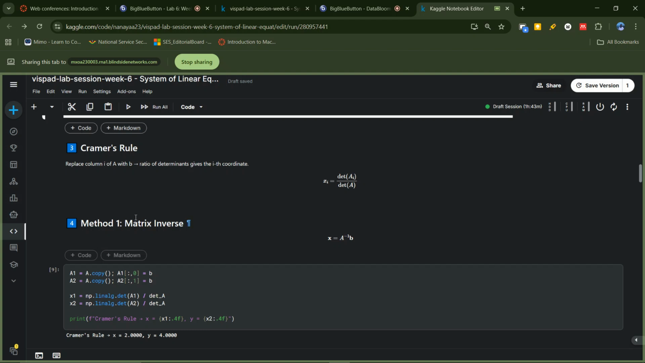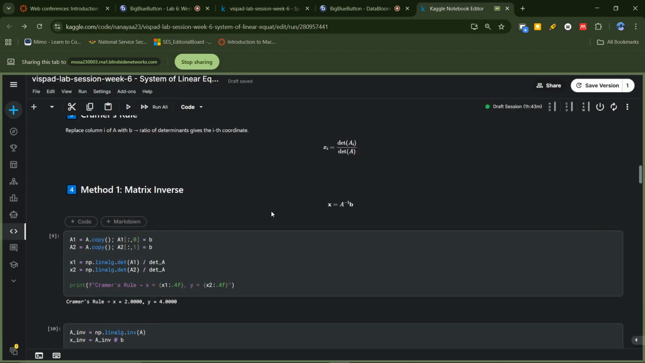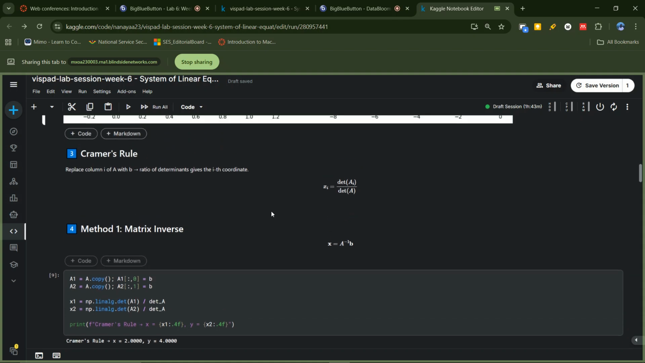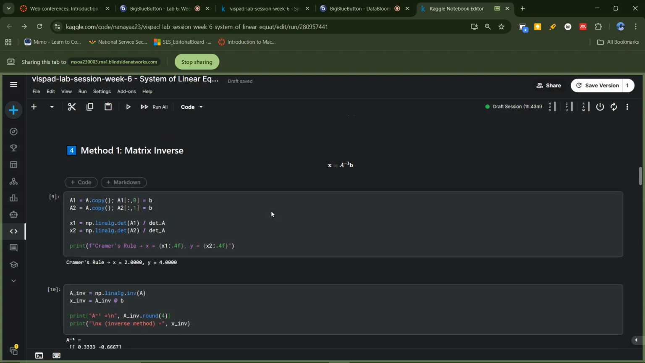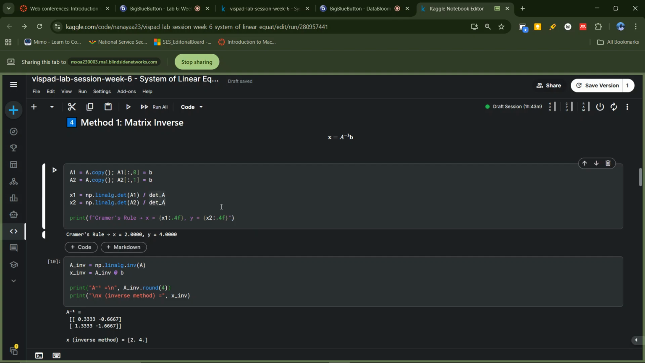Then next we have method one, which is matrix inverse. Of course you remember, to find your unknown, we make use of x equal to A inverse b. This is also another way to find your unknown. So to find your unknown, we can use Cramer's rule, or we can use matrix inverse. Let's try to understand both concepts in code.